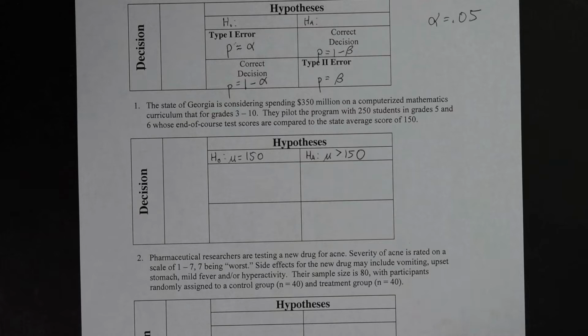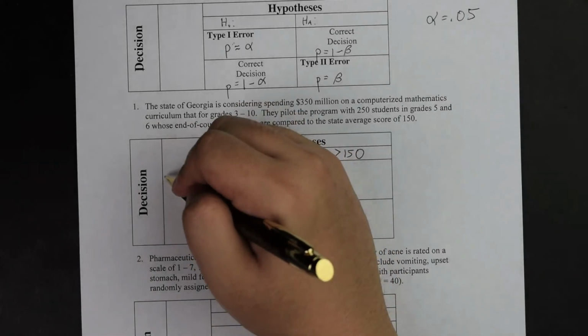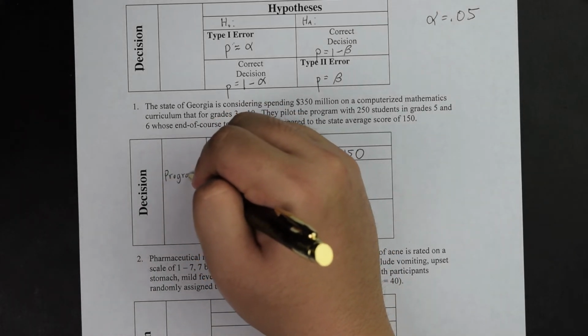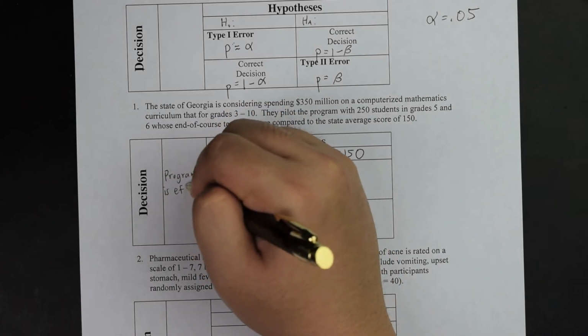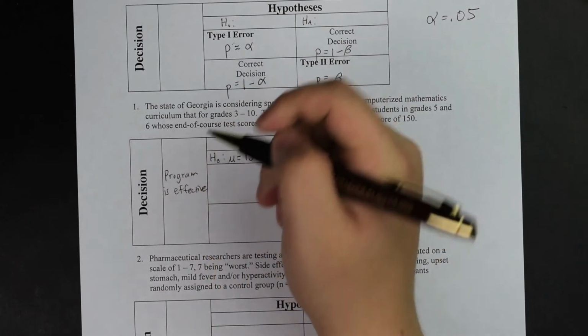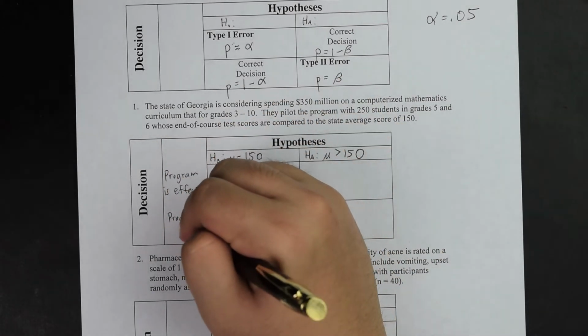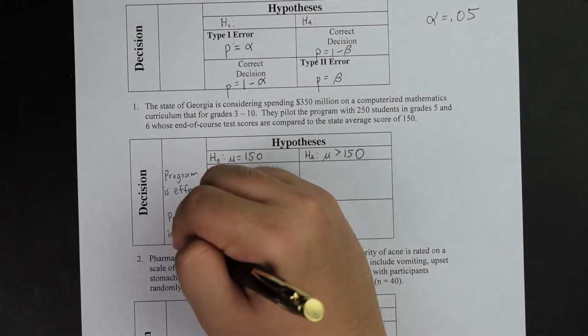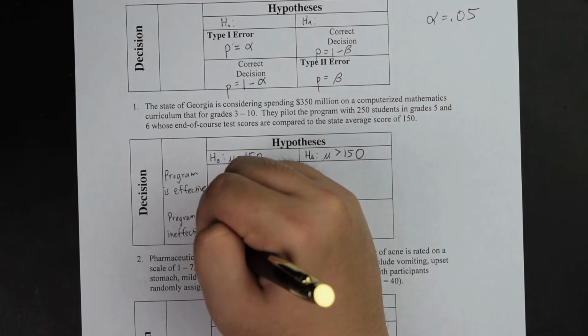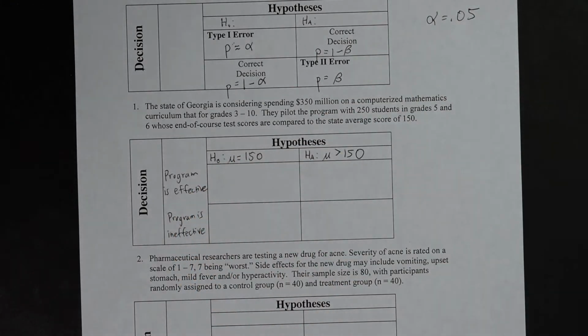But now this is where the decision comes in. There are two possibilities that could occur, right? As I mentioned before, either the program they're talking about is effective, or the program is ineffective, because that's the decision we're making. As statisticians recommending to the school board, we're trying to decide whether or not this program is actually effective or it fails.